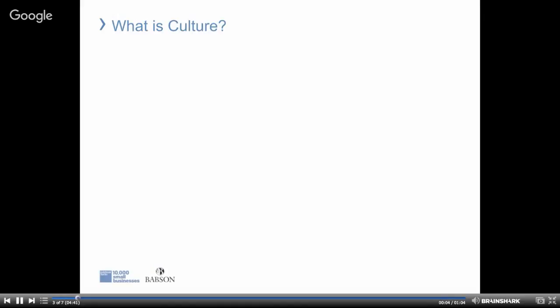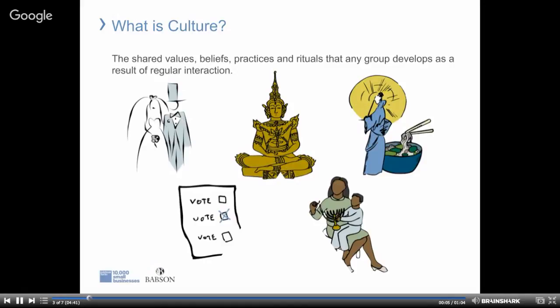So what is culture? Well, your company culture, like your family culture or the national culture that you're part of, is made up of shared values, shared beliefs, and some practices that everybody routinely uses. And those are the things that together represent your unique nature.